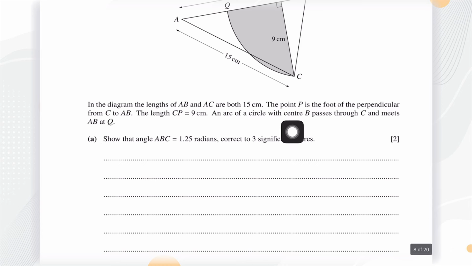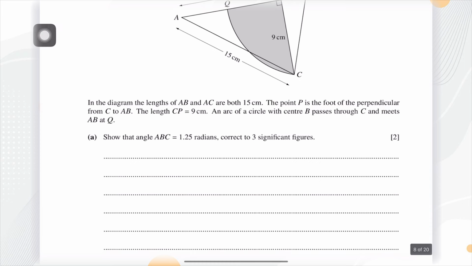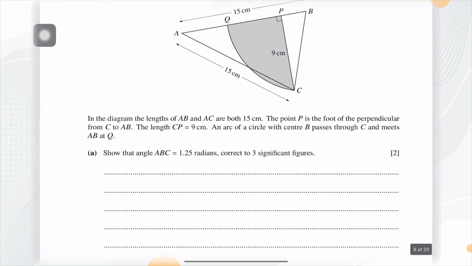Okay. An arc of a circle, center B, so that's this arc the question's talking about, passes through C and meets AB at Q. Okay, so it's passing through C and it meets AB at Q. Okay. Show that angle ABC is equal to 1.25 radians, correct to 3 significant figures.